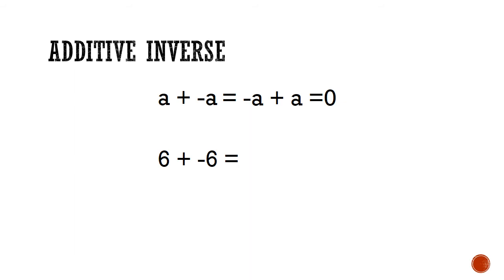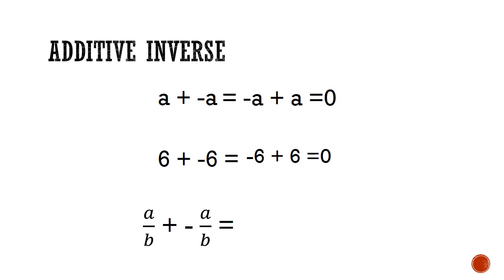Now we'll take another example, 6 plus minus 6. That can be written as minus 6 plus 6 also. 6 is the additive inverse of minus 6 and minus 6 is the additive inverse of 6. And the answer on adding them will give you 0. Is that clear? So when you add two numbers to give 0, then you can say one of those numbers is the additive inverse of the other one. Is it clear?